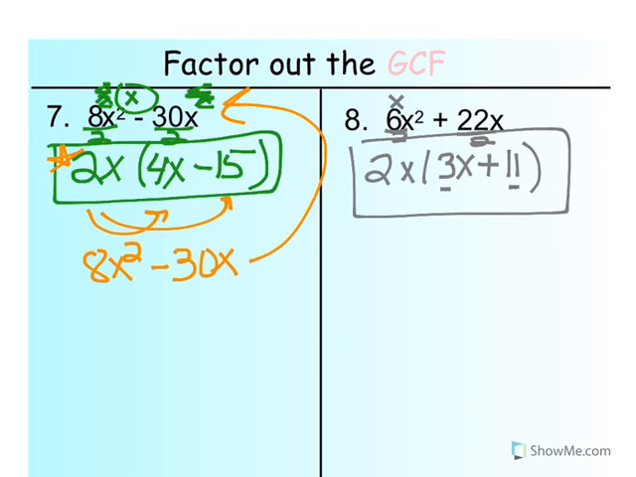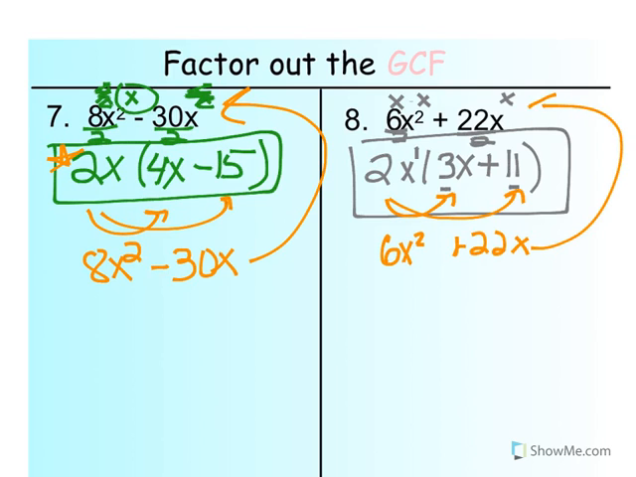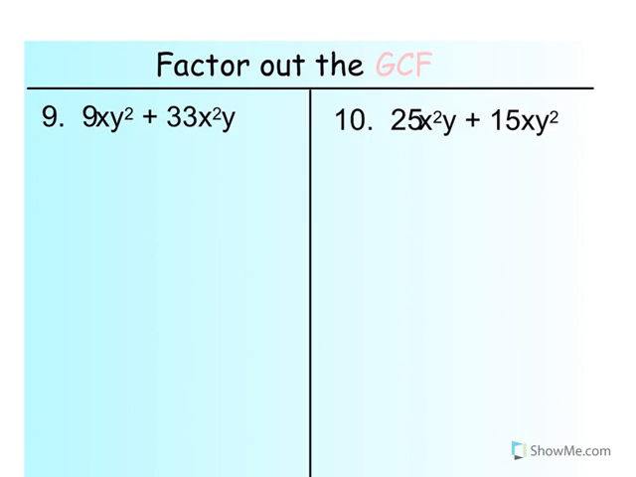This has 2 x's being multiplied, and this has only 1. So they only share x to the first power. That's why we pulled out the x to the first. If I want to prove that I am correct, I could distribute. This would be 6x to the second power, and this would be 22x. That does in fact match the original binomial. So I know for sure that my answer in gray is correct. When you feel comfortable with those, go ahead and move on.